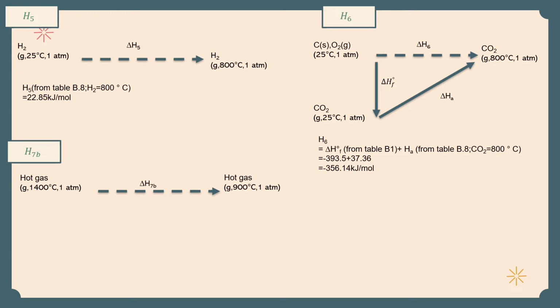So lastly, to calculate H7 for the hot gas, to achieve the gas phase at 900 Celsius and 1 atm. Since the Cp value is given in the question, which is 0.04, we can directly use the Cp(T) equation to calculate the enthalpy change.